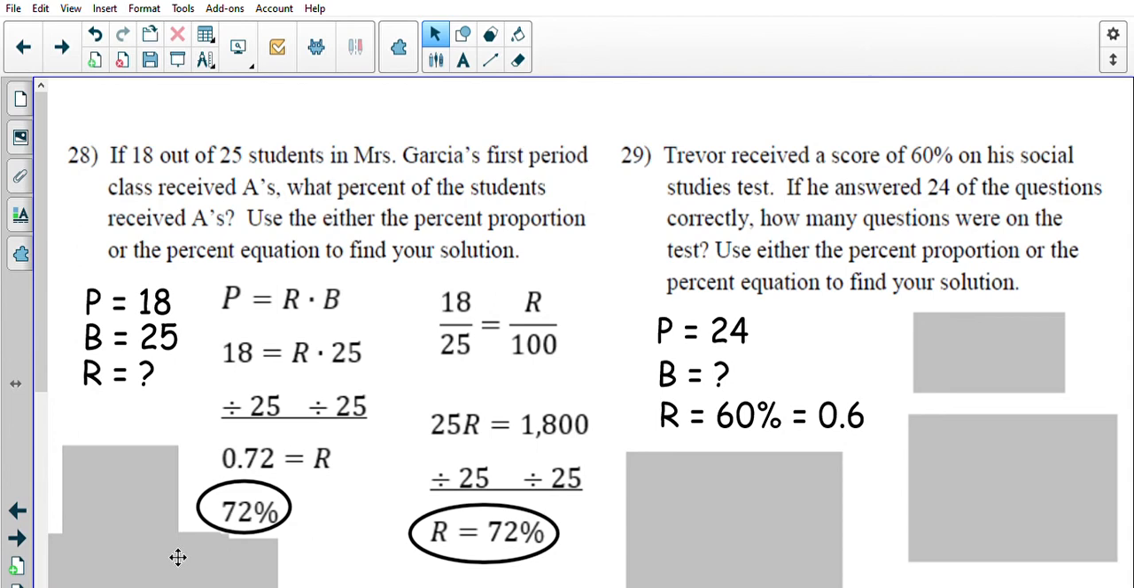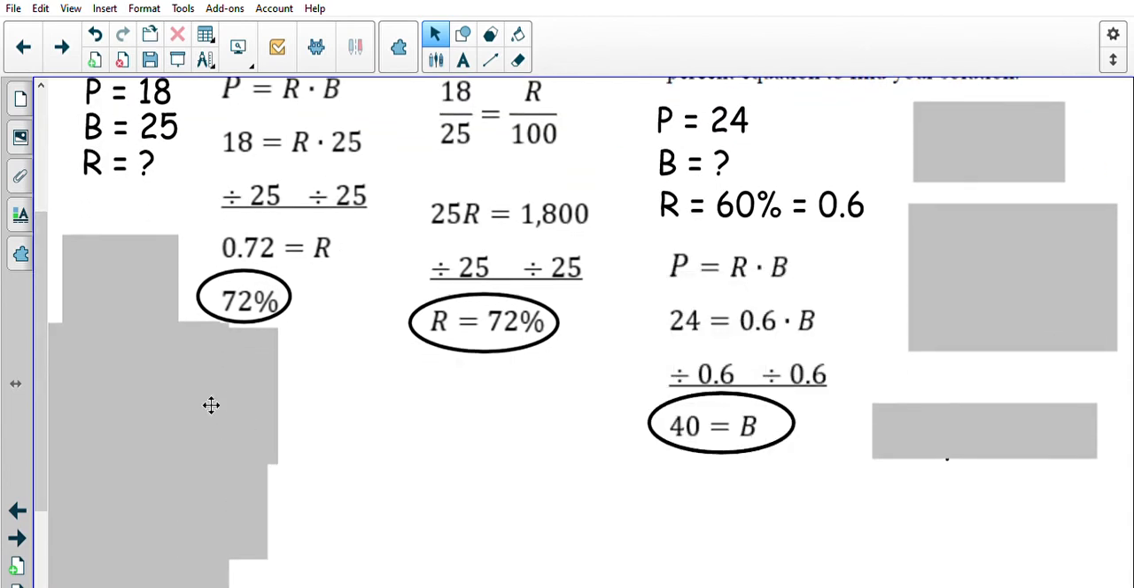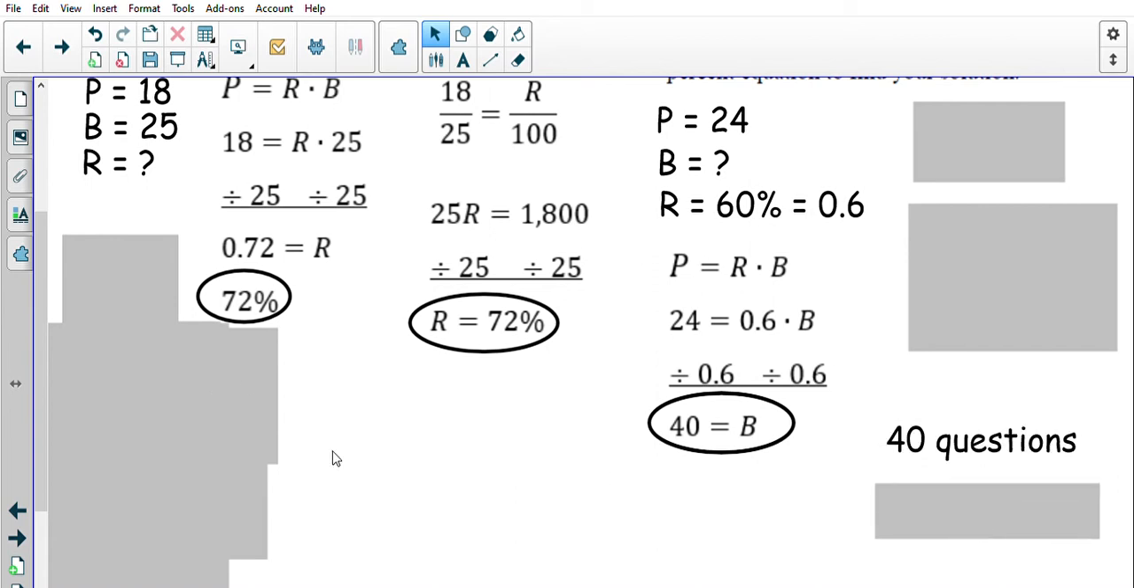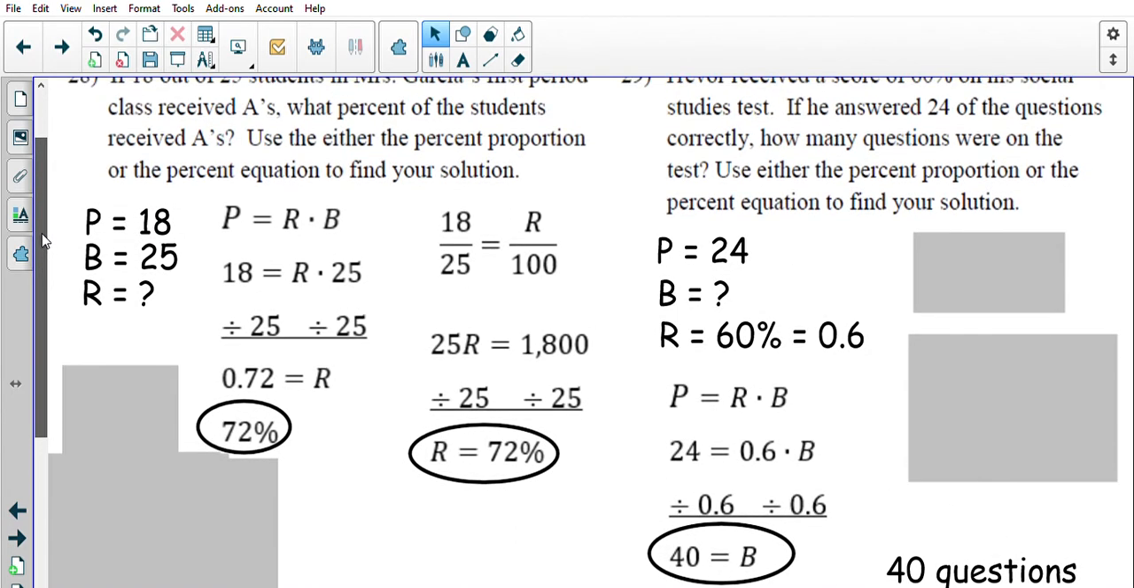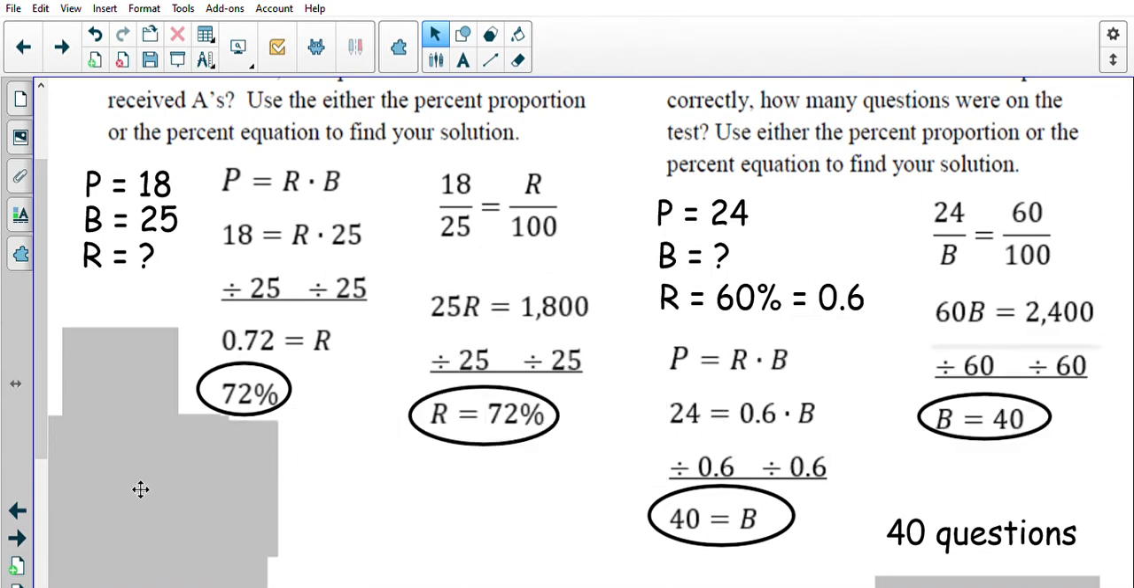So let's show down below our percent equation. P equals R times B, which you need to memorize, is going to be 24 equals 0.6 times B. Divide both sides by 0.6 and we get 40, which means, by the way, that there were 40 questions on the test, which kind of makes sense. 24 out of 40 is 60%. Now for our percent proportion, it's going to look like this. 24 over B equals 60 over 100. Cross multiply, you'll also get 40. So either way, no matter which strategy you choose, you get that there were 40 questions on the test.